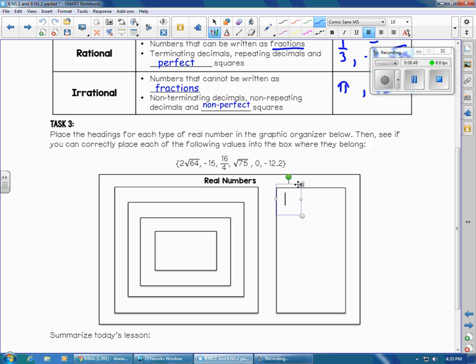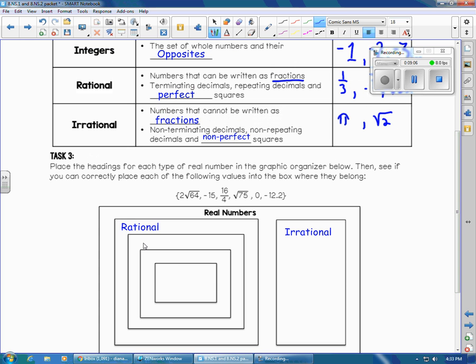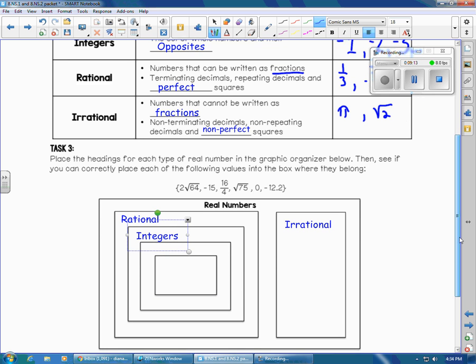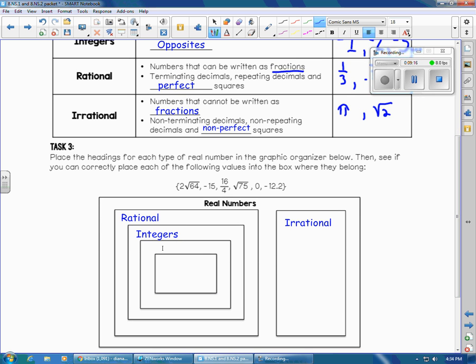So let's name our categories first of all. Irrational is over here. And rational would be over here. That's our most general. Our next most specific category from rational is going to be integers. And I've got whole numbers. Whole numbers include 0. And then here we have natural numbers.